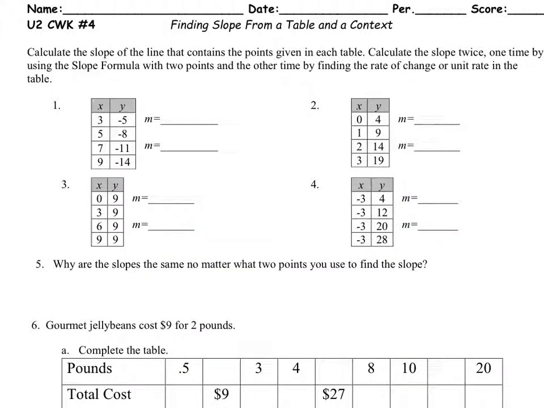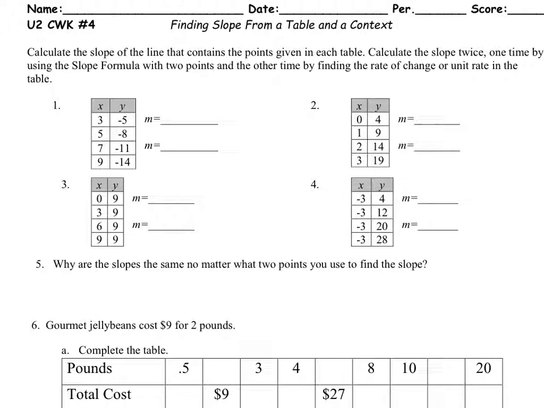Calculate the slope of the line that contains the points given in each table. And as we saw on the bell work, you do not need more than 2 points. But fortunately for us, they've given us 4 for each of the tables. That was very generous. Calculate the slope twice, because doing it once is just not fun enough. One time by using the slope formula with 2 points, and the other time by finding the rate of change or unit rate in the table.